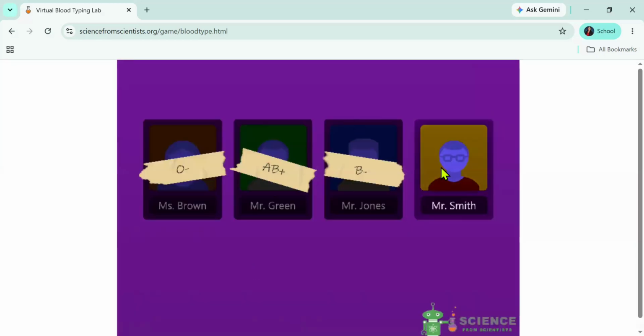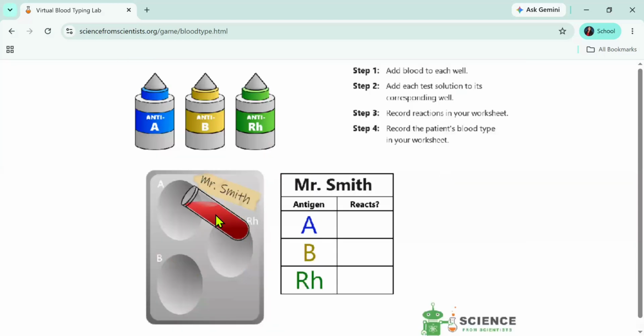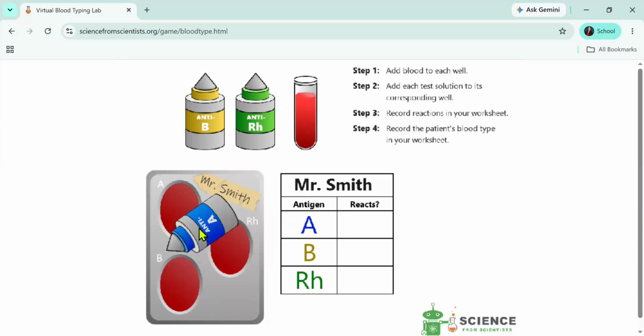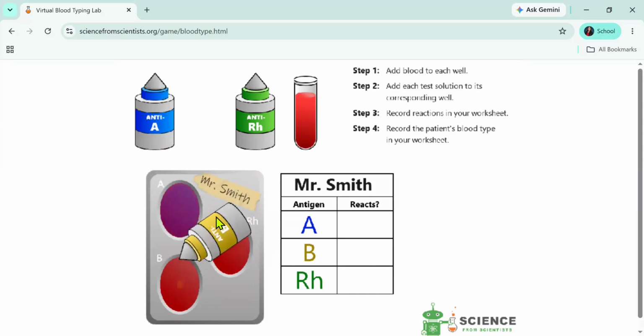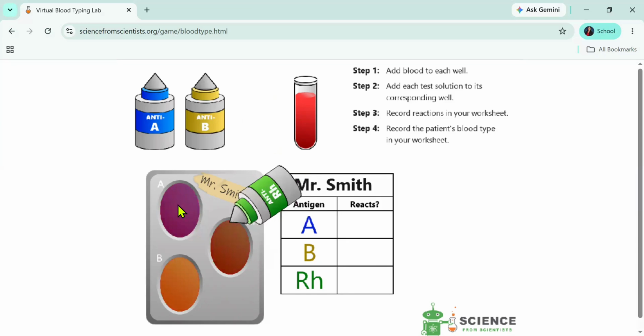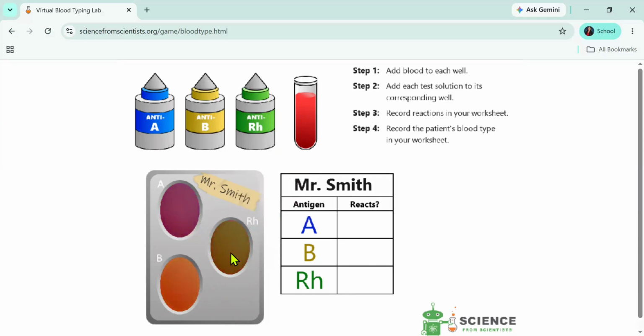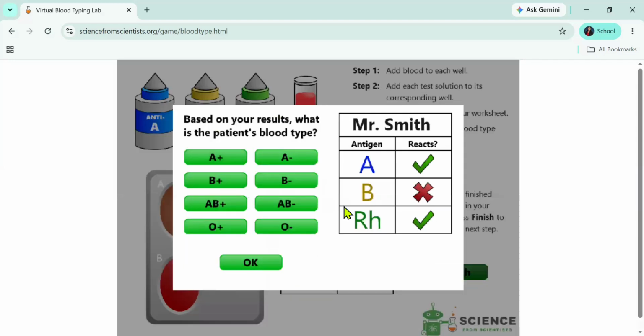Okay. Lastly, we have the last patient. For the last patient, we have this blood sample of Mr. Smith. Let us put the blood here, and then let's put the antisera in their corresponding wells. All right, and then let's mix it. A, B, RH. Reaction for A. Is there agglutination? Yes, there is clumping. How about for B? No reaction. And RH? Yes, there is clumping. So what do you think is the blood type? It has A and RH, so it is A positive.